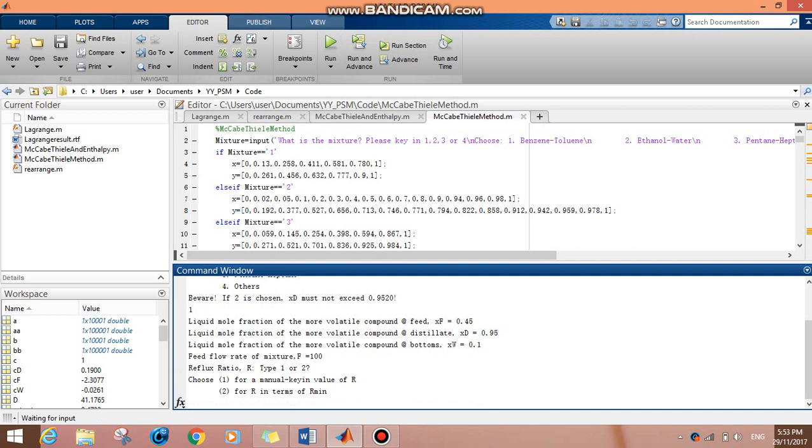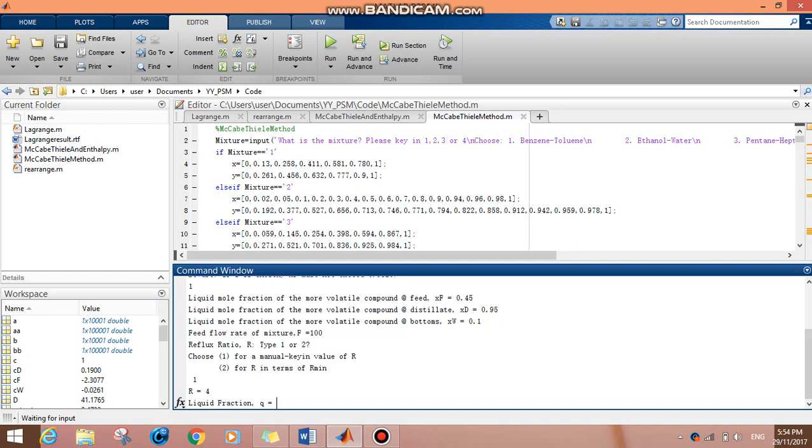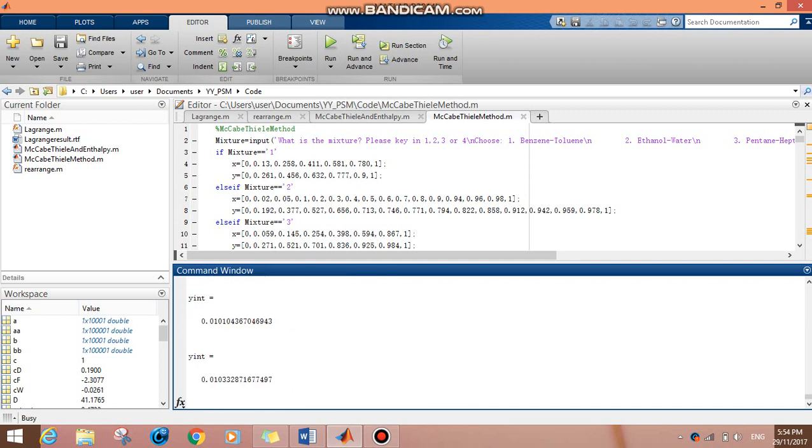So we come to the reflux ratio. You're given a choice. The first one is manually key in R, and the second one is R in terms of R min. In this case, we choose the first choice, manually key in R, which is 4. So R is equal to 4. Enter. Liquid fraction is 1.195, you can see from the textbook. Enter, and you will run the code.